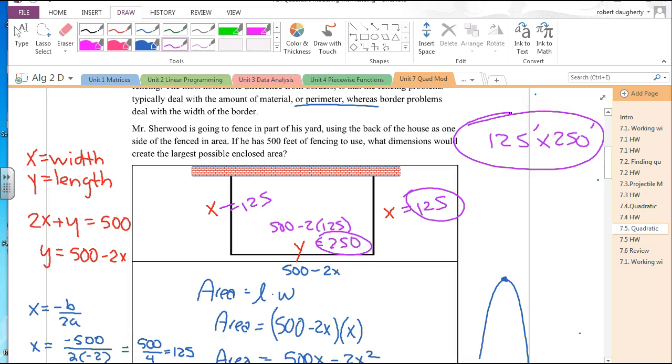Now, how can I check and make sure that answer makes sense? How much fencing do I have? 500. So what would happen if I doubled this and added it to that? What would I get? 500. So that is the right answer there.